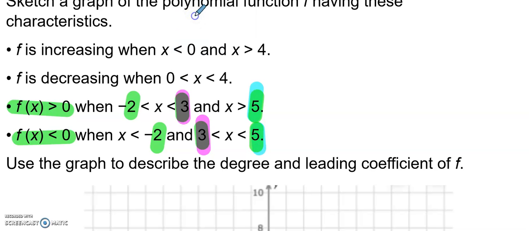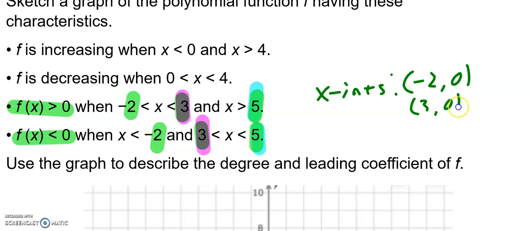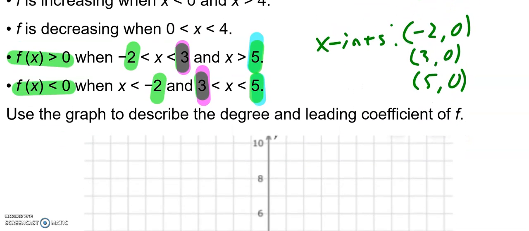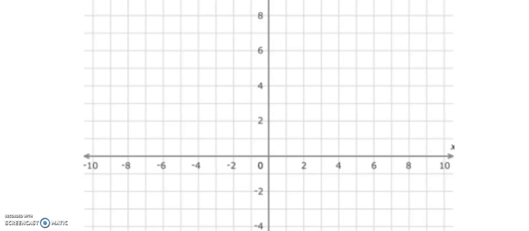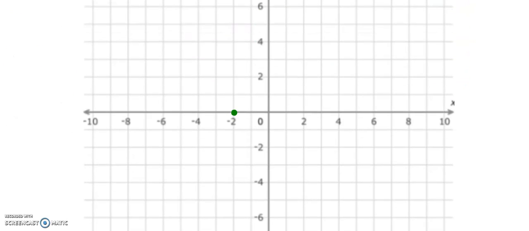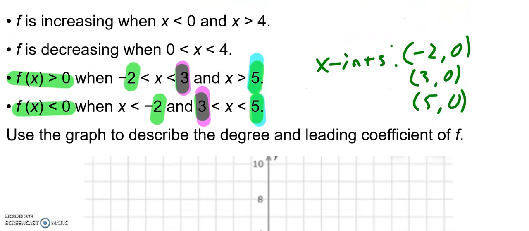So I know that this graph has an x-intercept at -2, 0, at 3, 0, and at 5, 0. Okay, so the reason why I identify those is I'm going to actually just plot those points first. So if I come down here, I know, what do we say, -2, 0, and then 3, 0, and 5, 0. Okay, so that's my first thing.